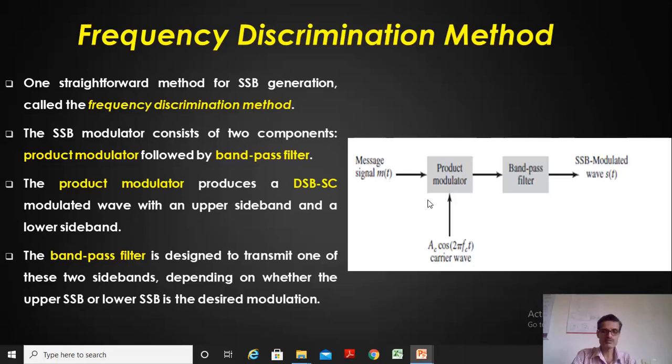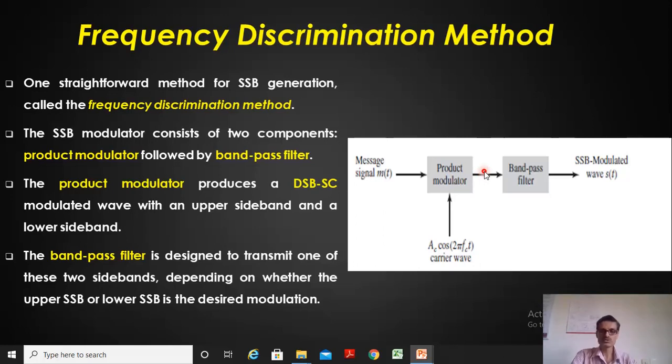Now, when I give a message signal and carrier signal as input to the product modulator, what we get in the output is a double sideband suppressed carrier signal. So always we get DSB SC when we multiply a message signal with a carrier signal. That means the carrier is suppressed. As I told you, in SSB modulation, we transmit only one sideband by suppressing the carrier as well as the other sideband. So by the product modulator, we suppress the carrier. So we have got two sidebands here.